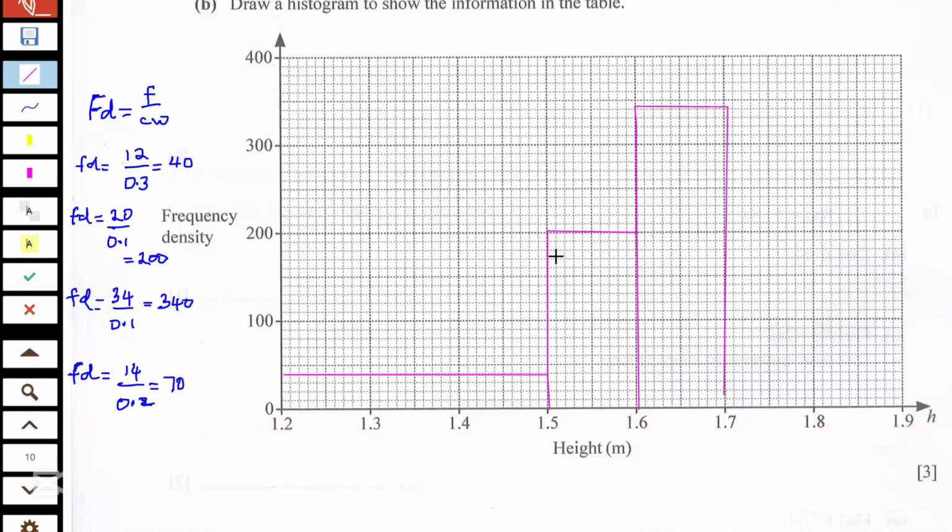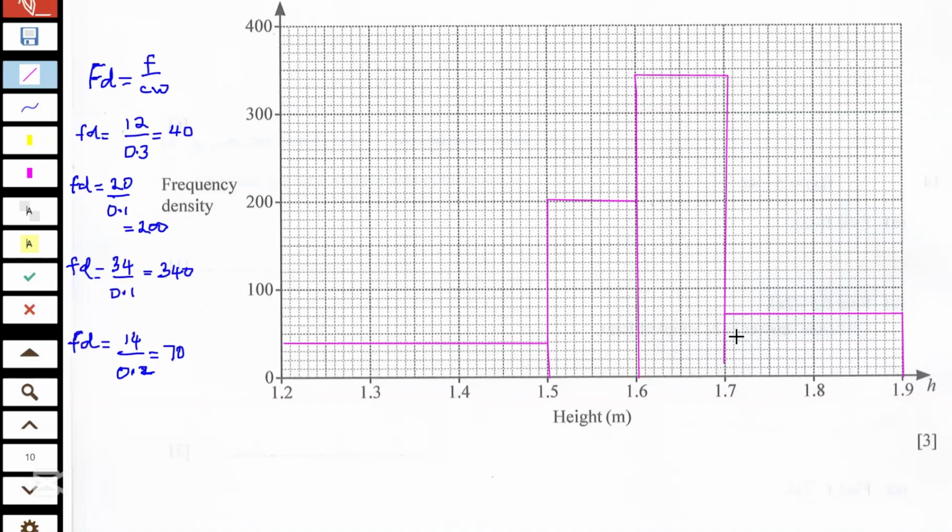Now the next class interval, 1.7 to 1.9, with a frequency density of 70. If this is 50, then we've got 50, 60, 70. First trace it down to 1.9, then straight across to 1.7. That's it. So here we have our histogram. That's it for this question.